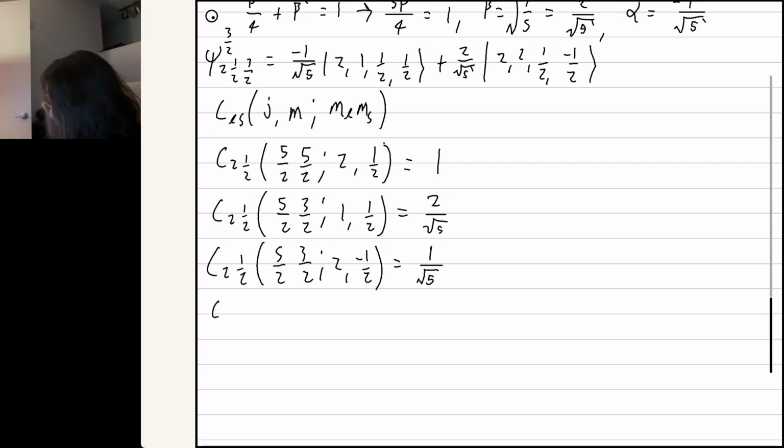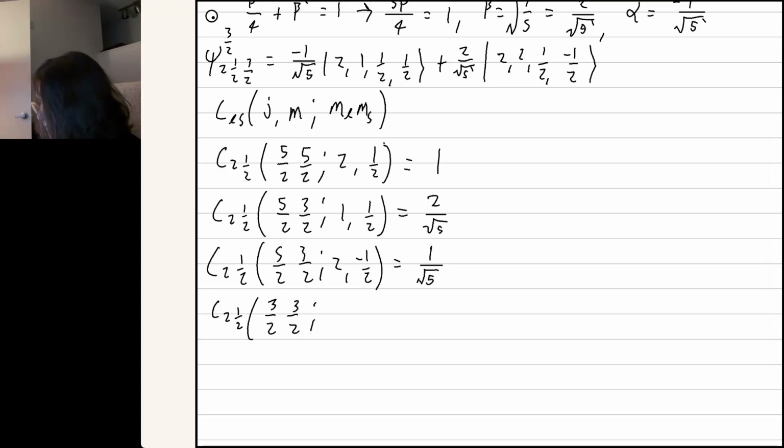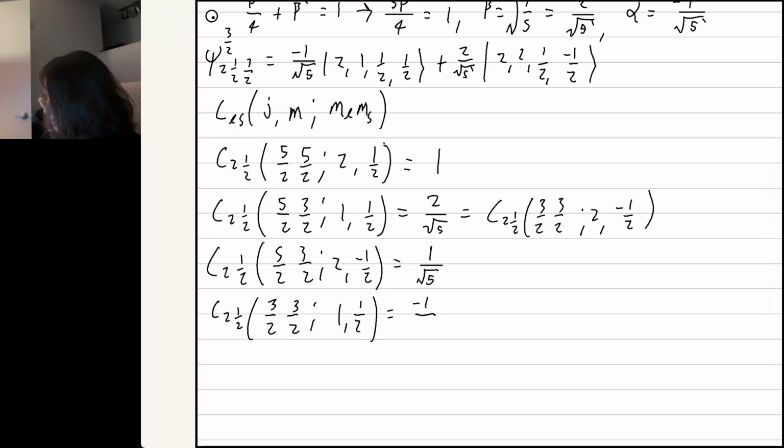Then the last two that we did was 3/2, 3/2. We had a 1, 1/2 one, and we also had a 2, -1/2 one. The 2, -1/2 one ended up just being 2/5 again, but this one was -1/5.